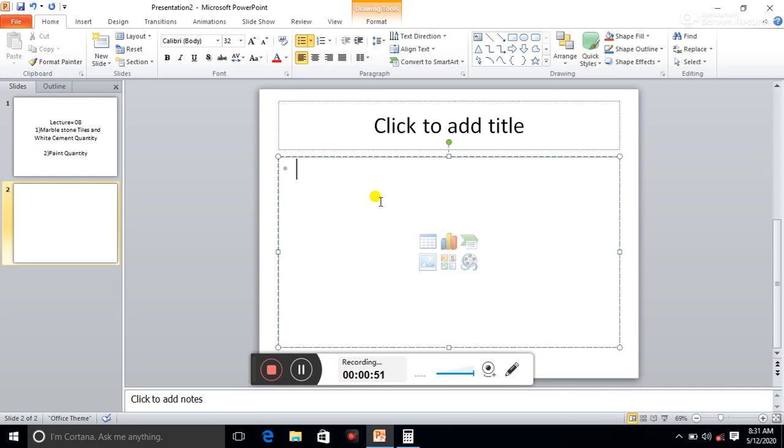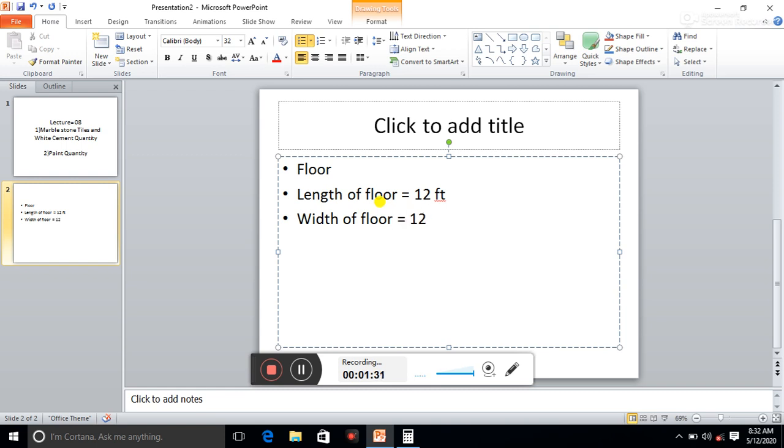So for example, we have a floor. The length of the floor, for example, is equal to, let's take, 12 feet, and the width of the floor is also, for example, 12 feet. Okay, we have a floor having length equal to 12 feet, and width also 12 feet.